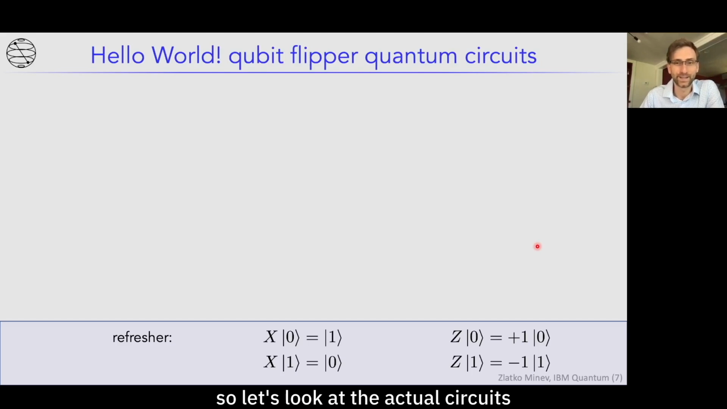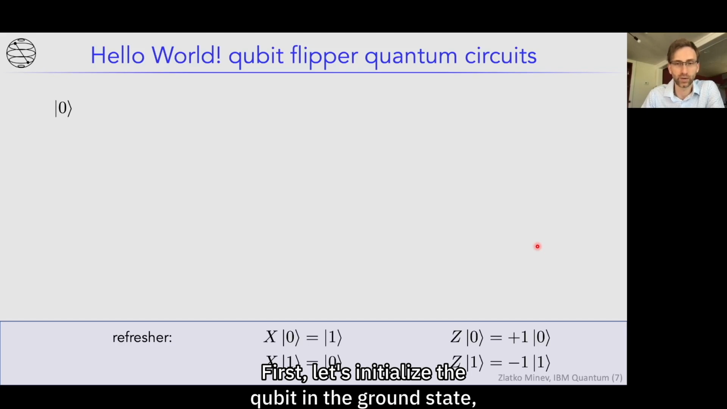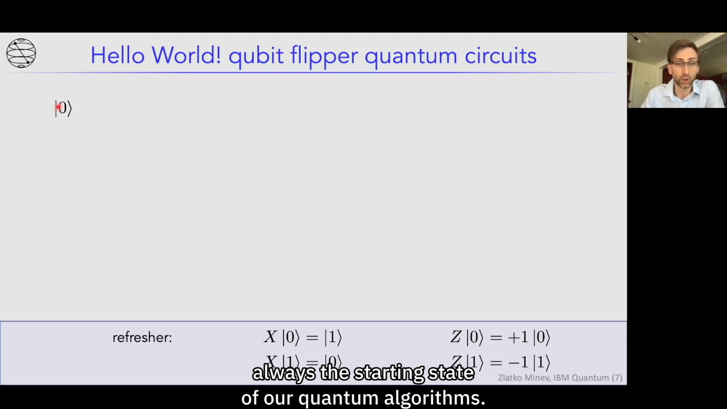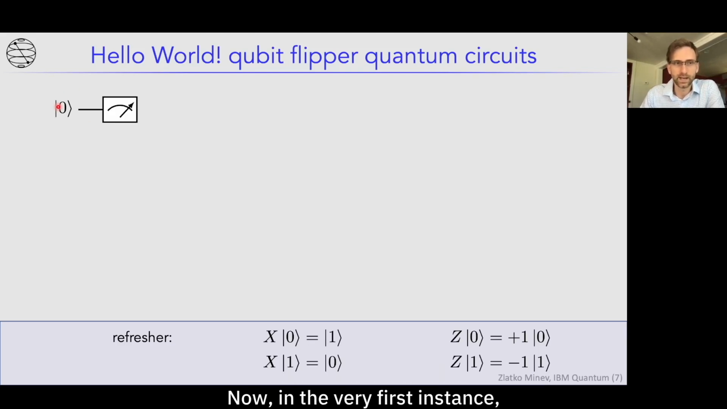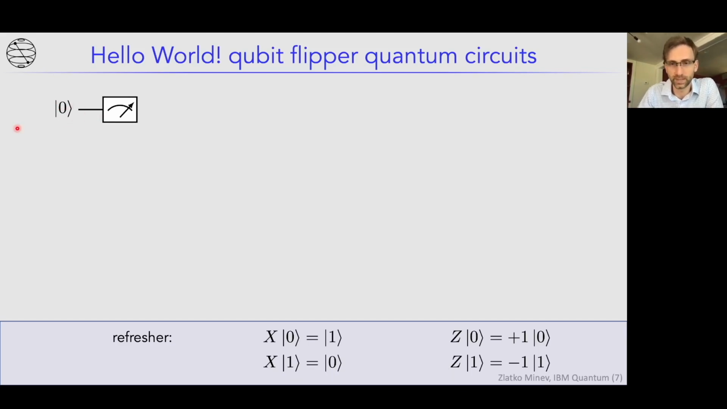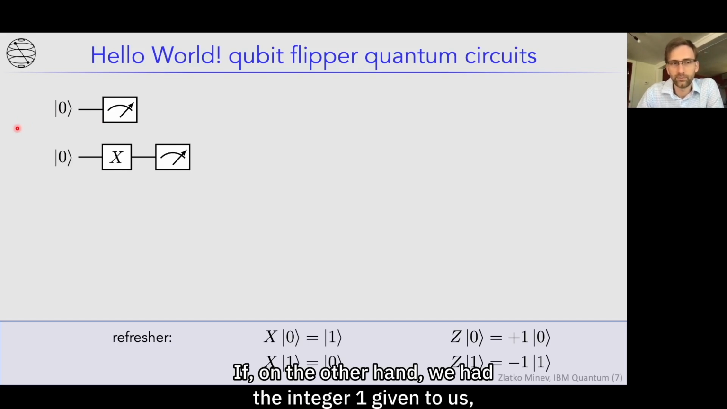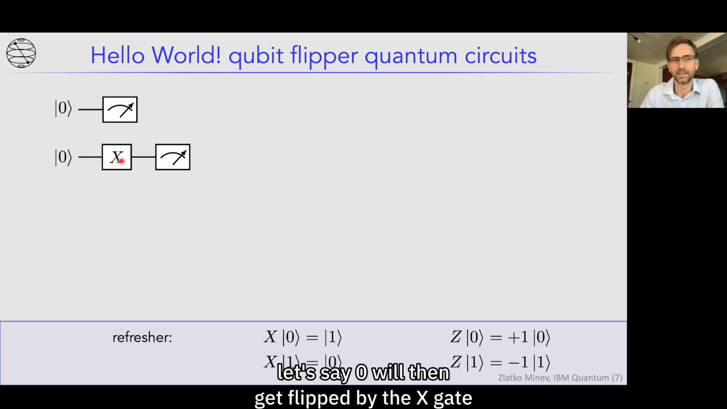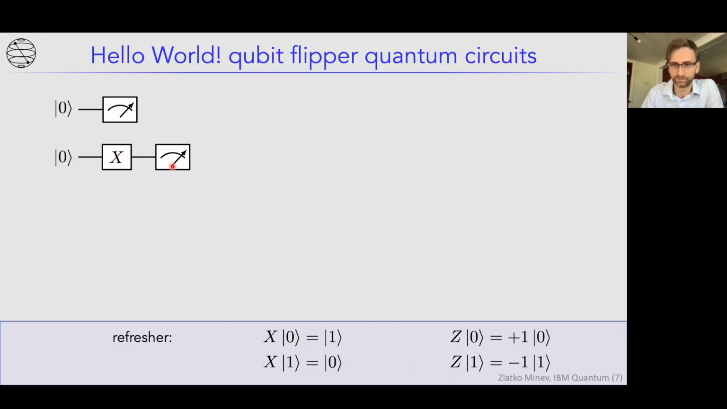So let's look at the actual circuits associated with this algorithm. And one way to do it is the following. First, let's initialize the qubit in the ground state, denoted by ket0, as it is conventionally always the starting state of our quantum algorithms. Now, in the very first instance, or let's say that we had the integer 0 given, all we have to do is then measure the qubit. If, on the other hand, we had the integer 1 given to us, we would just apply the bit flip operation one time. Let's say 0 will then get flipped by the x gate and will then be measured.